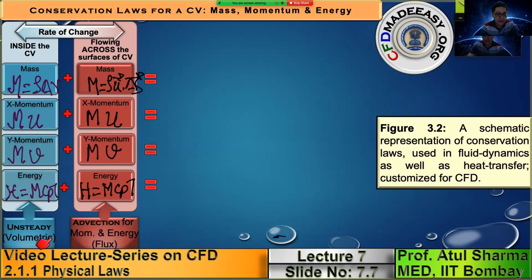So the terms which depend on the volume are called volumetric terms. So here you have a mass. Here, since you have a mass flow rate which is dependent on surface area, all these terms are called flux terms.